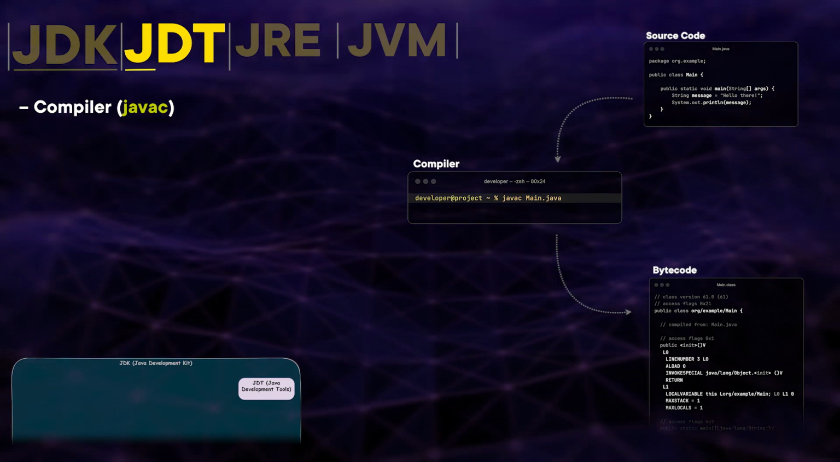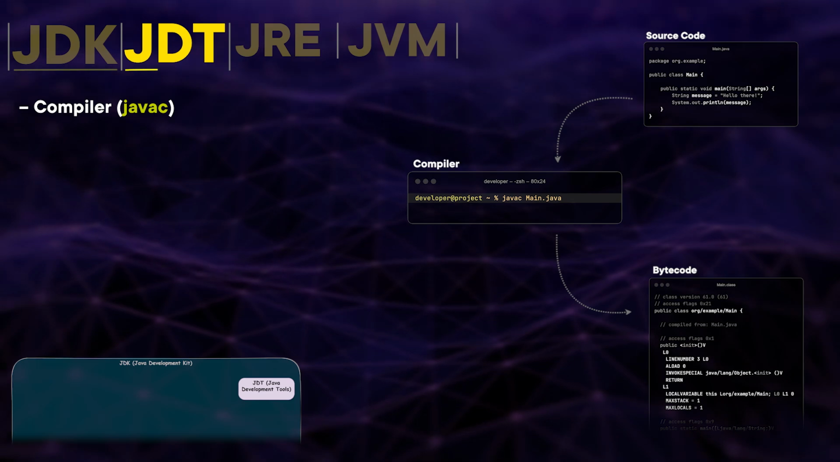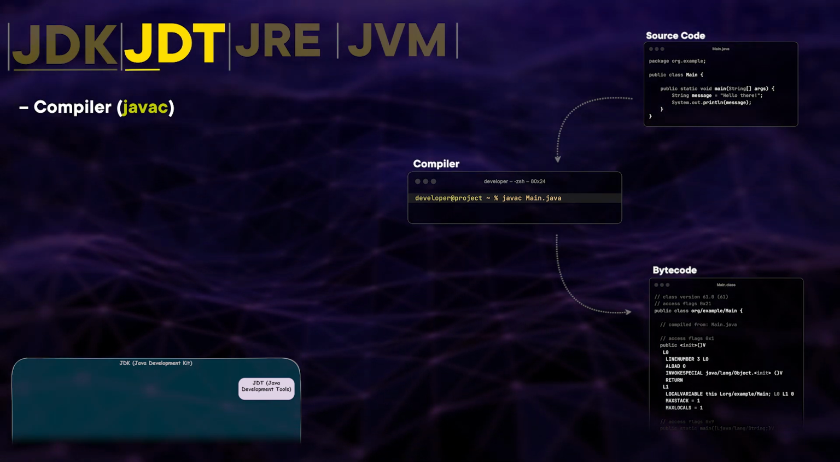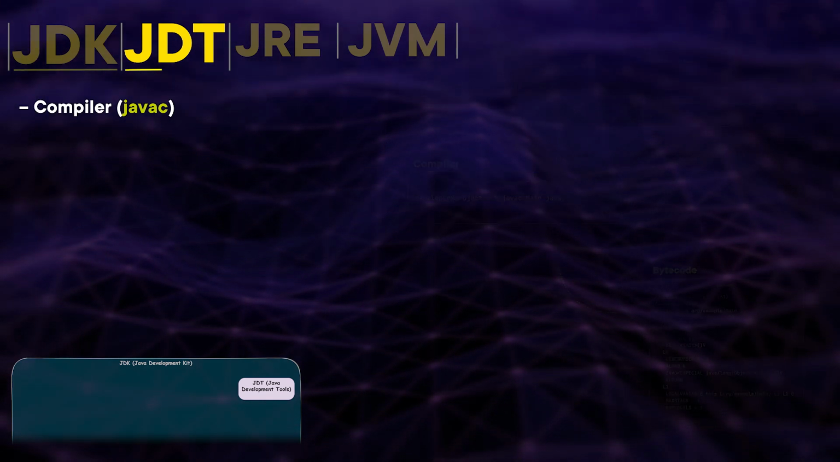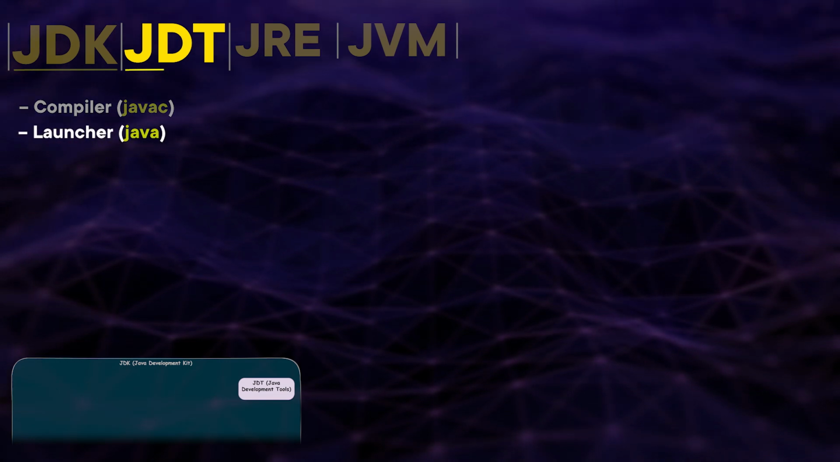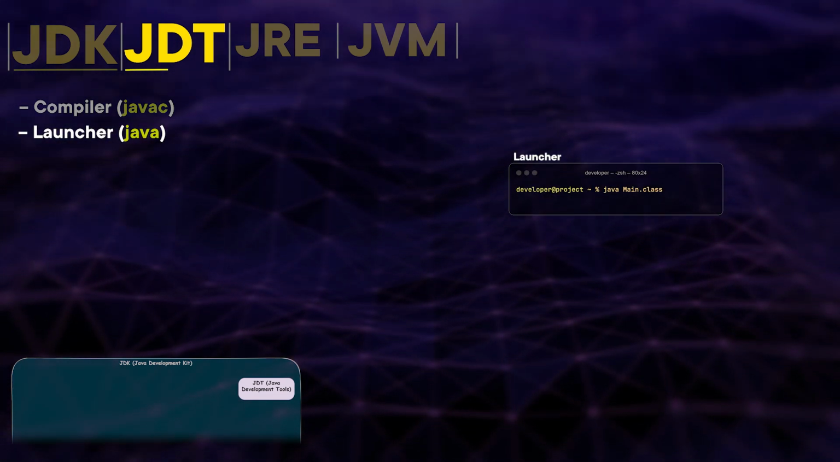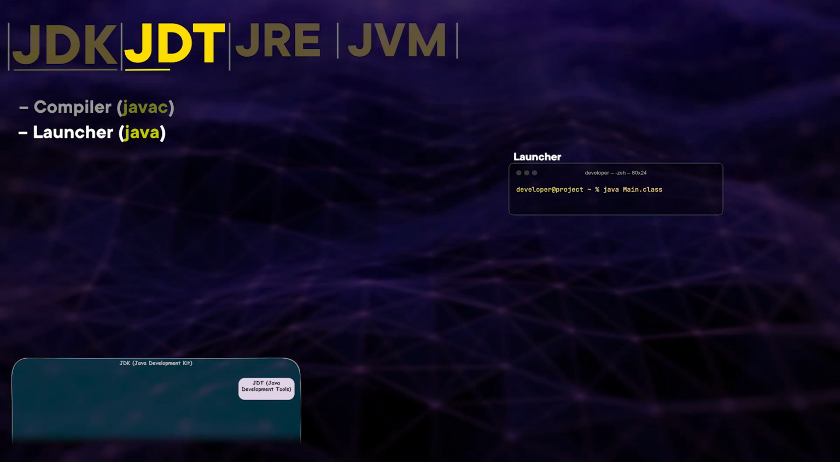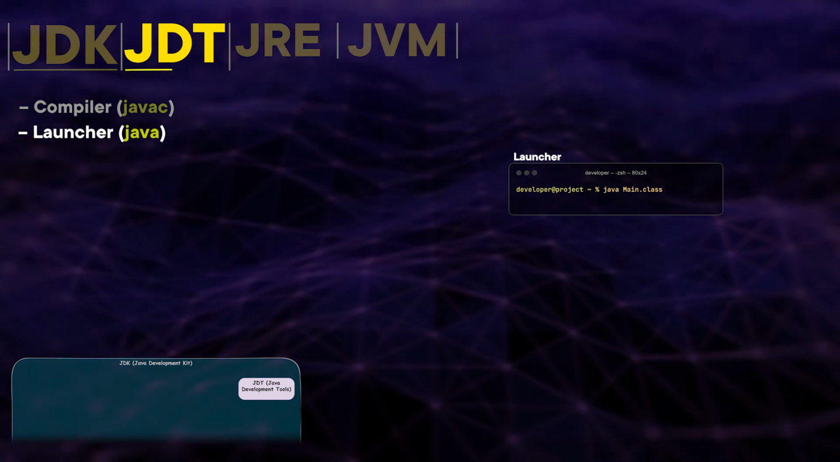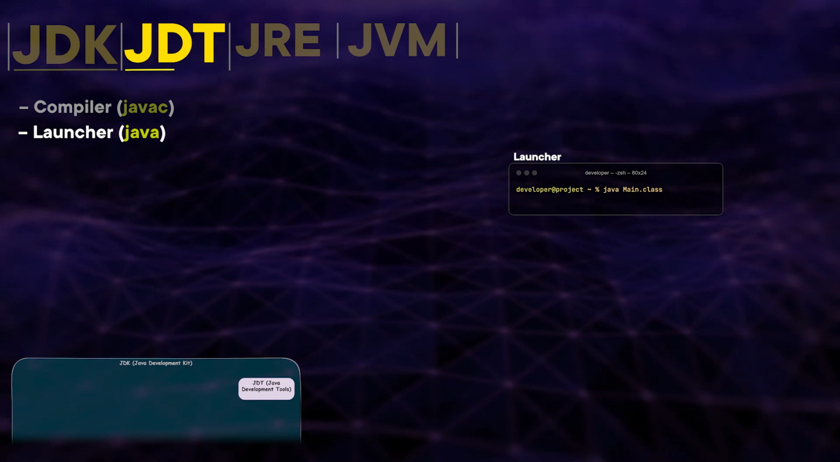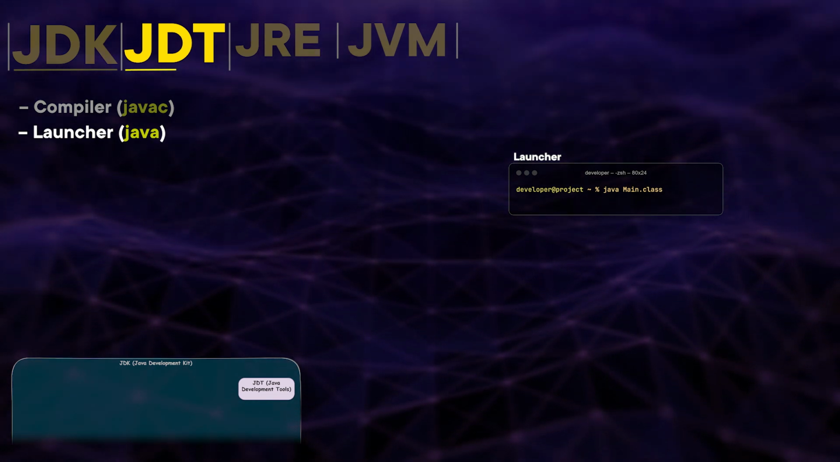On the right side of the screen you can see a real example of the compiler usage, and how our source code is transformed into bytecode. The second one, Java Launcher. It runs Java programs by executing the compiled class files. Under the hood, it delegates all of the work to other parts of JDK, but for us, all we need to do to run a Java application is to call Java Launcher.